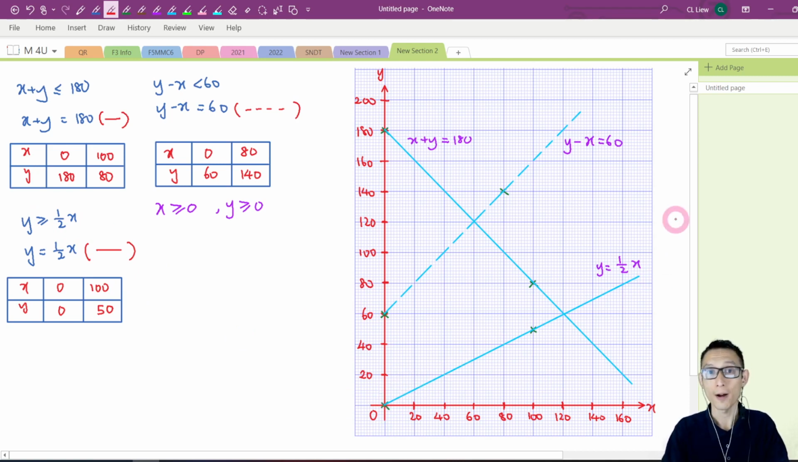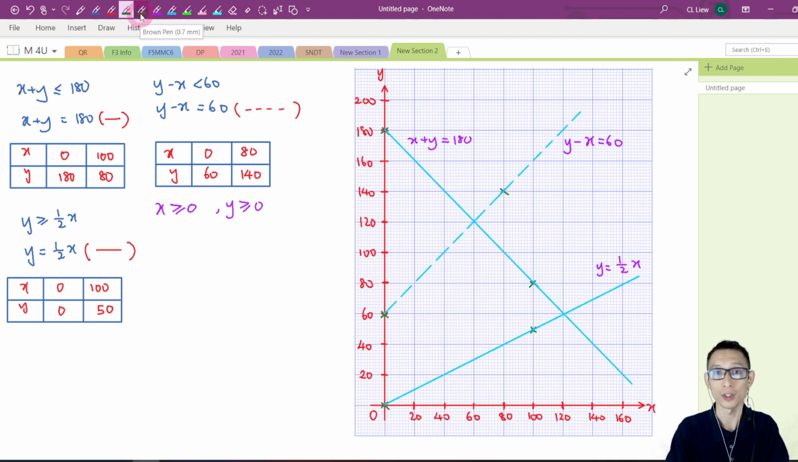Okay, so the next part is to shade the region. To shade the region, as I told before, make sure that you write y on the left hand side and start to read the inequality. There are 2 things you need to pay attention to. First, write the y on the left hand side, and second, make sure the coefficient of y is positive, and then read the inequality from left to right.